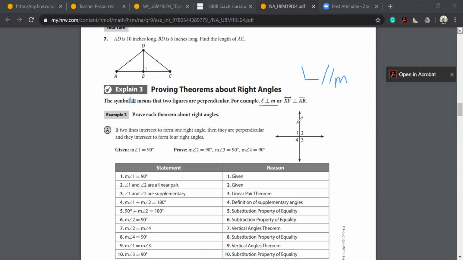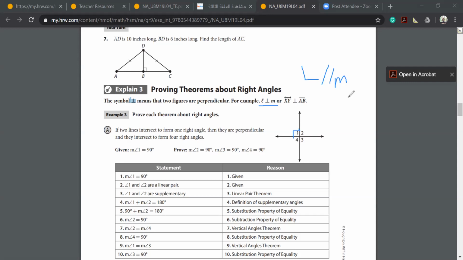And perpendicular, I understand that it means that the angle is 90, right? Okay. The first theorem that we need to prove is about the right angle. If two lines intersect to form one right angle, and it is given that this angle, measure angle 1, is 90 degrees, then what will happen? Then actually angle 2 is going to be 90, angle 3 is going to be 90, and angle 4 is going to be 90 without him saying anything.